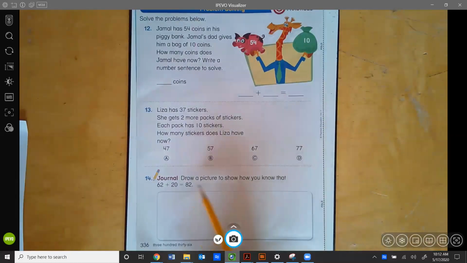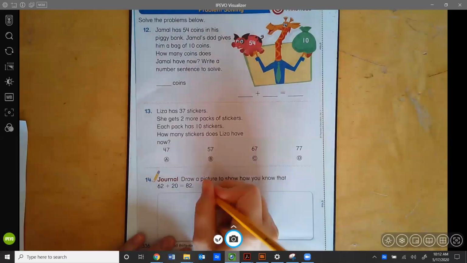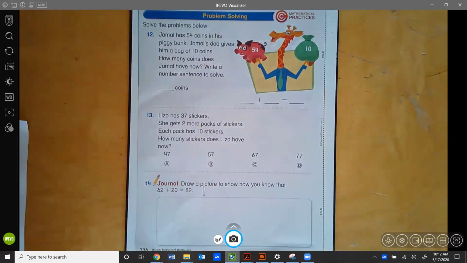Number 14, draw a picture to show how you know that 62 plus 20 equals 82. You can use 10s to maybe help you. Remember when you're drawing the 10s, you might just draw lines, okay? Or you could draw like a rectangle, so that's up to you. I'll read number 12 and 13 to you.